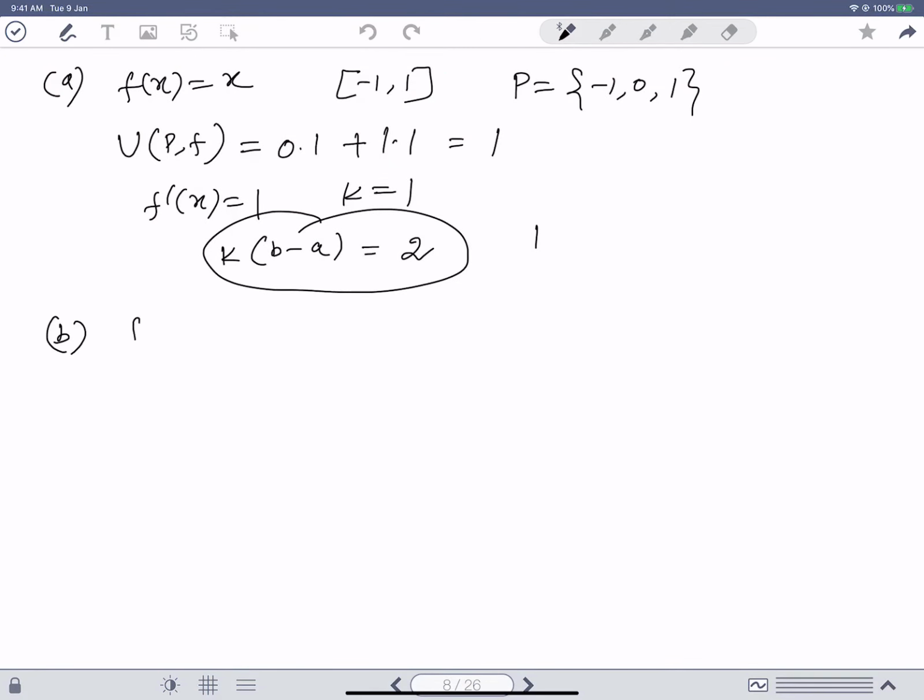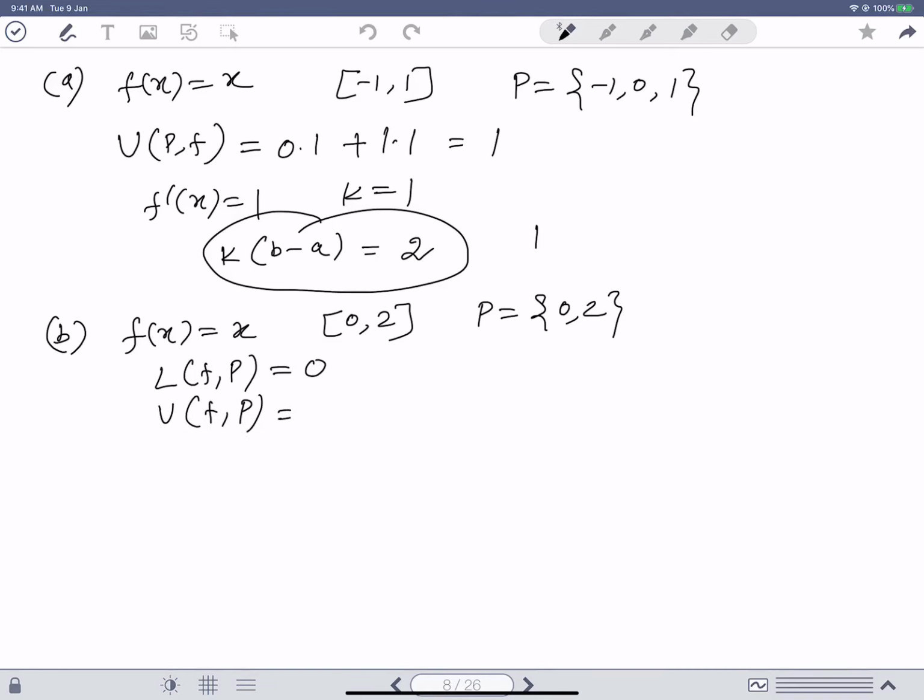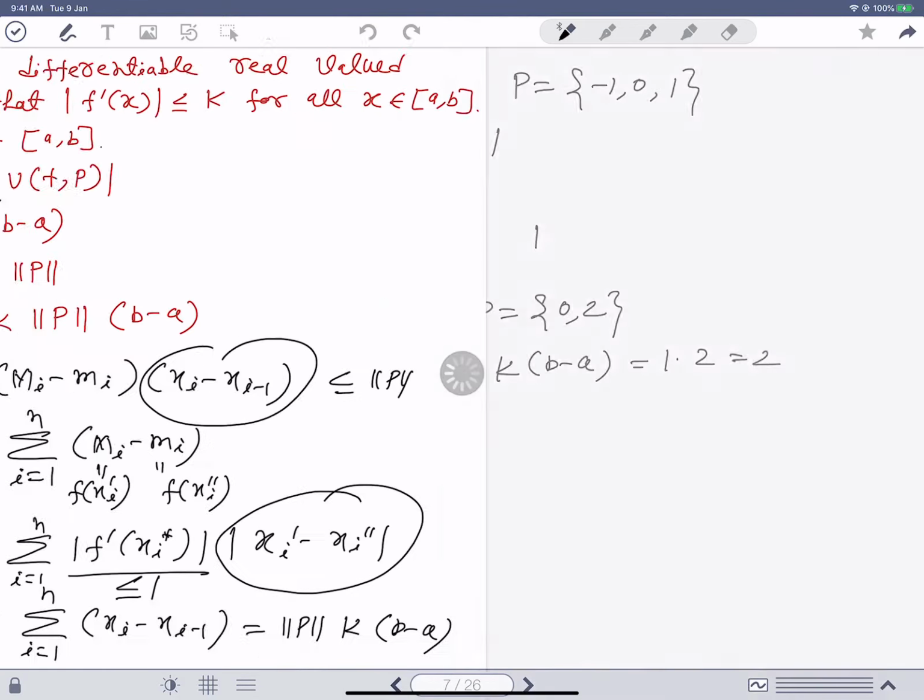So, for B we can again take f(x) equal to just x, and we take the interval [0, 2], and we just choose P as {0, 2}, that is the single partition. Therefore, LFP will be 0 because the infimum is 0, and for UFP we need to make this bigger, right. Now, that is 2 into 2, that is 4. So, therefore, UFP minus LFP is 4, but what is k into (b minus a)? That is 1 into 2, that is 2. So, you can easily see that this is not true.